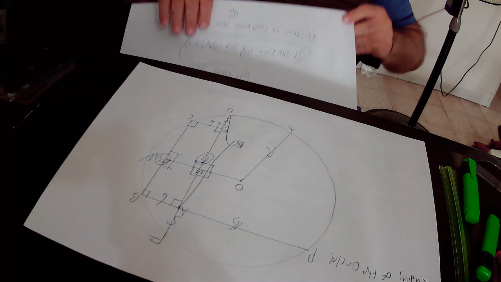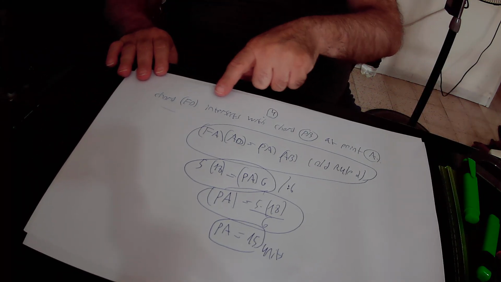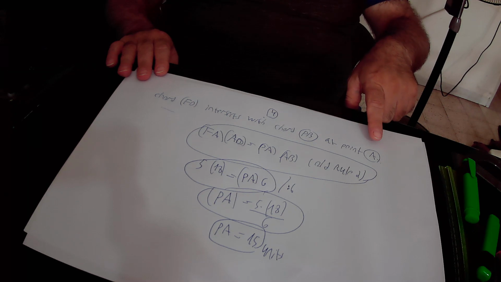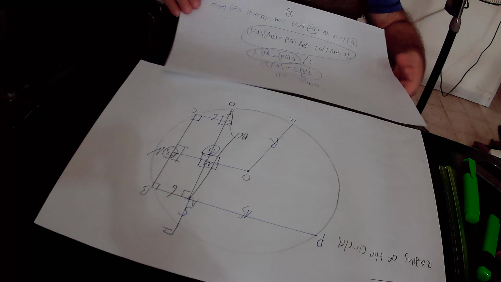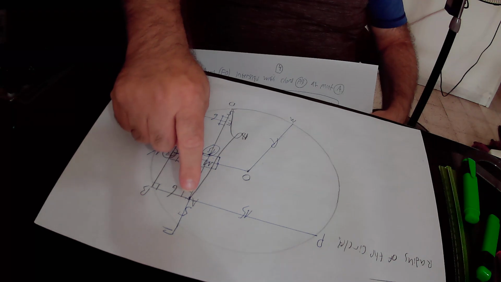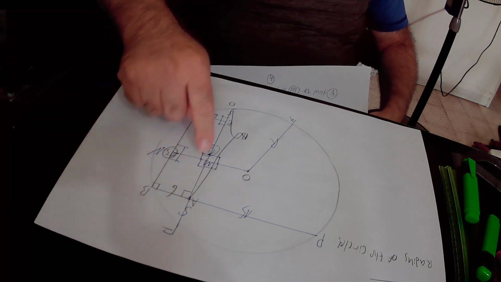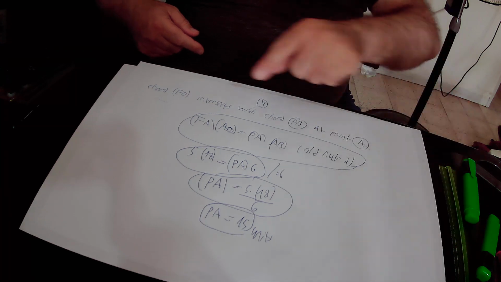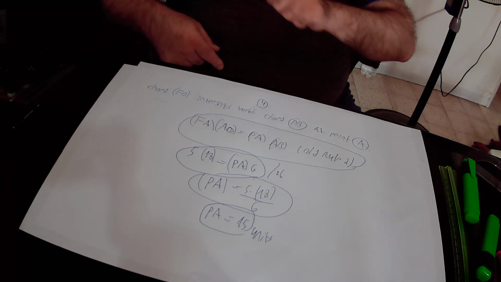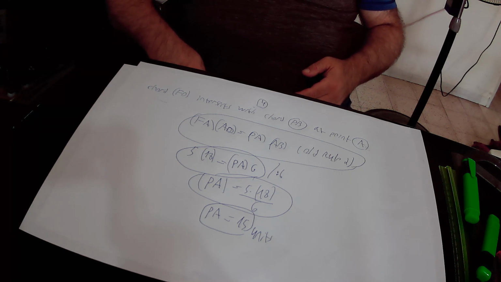Therefore, according to old rule number 2, we get that FA times AD equals PA times AB. Again, FA times AD equals PA times AB, according to old rule number 2.